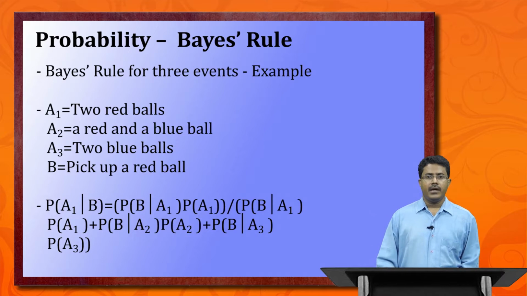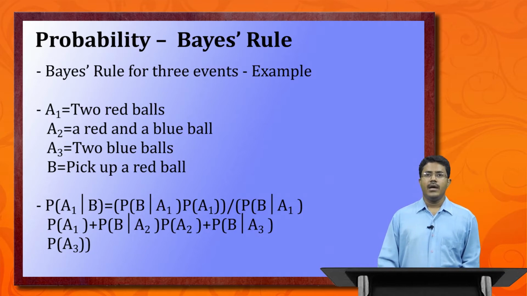What is P(B)? And in the denominator, P(B|A2) is half. Why is P(B|A2) half? In the second box there are two colors of ball, one red and one blue. So it is a 50% chance of getting a red ball from the second box. So P(B|A2) is half, and similarly P(A2) is 1/3.